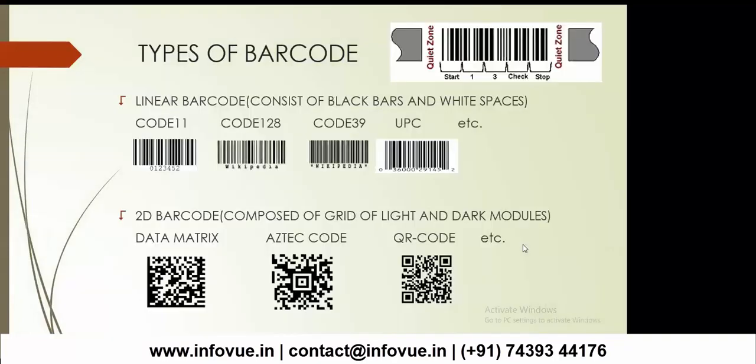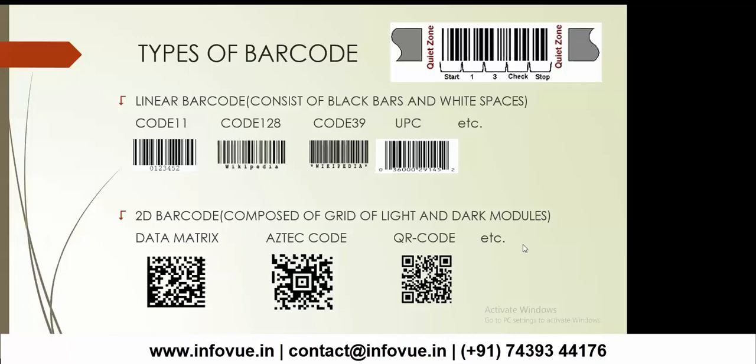Types of barcode. There are mainly two types of barcode used. The first one is the linear barcode, also called the one-dimensional barcode, which is in a horizontal manner. And the second one is the 2D barcode, which is both horizontal and vertical.